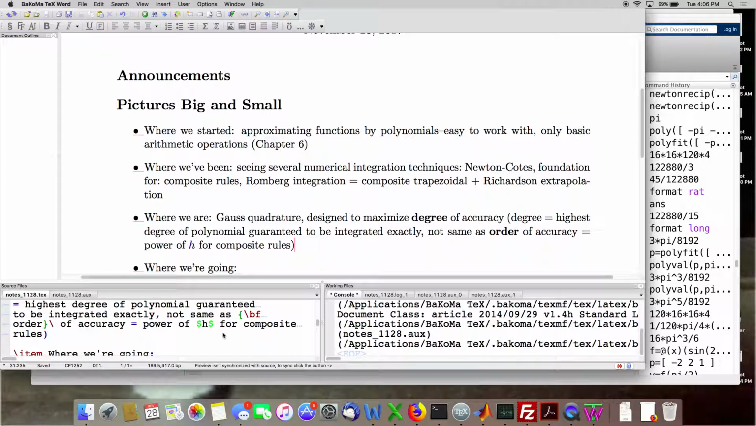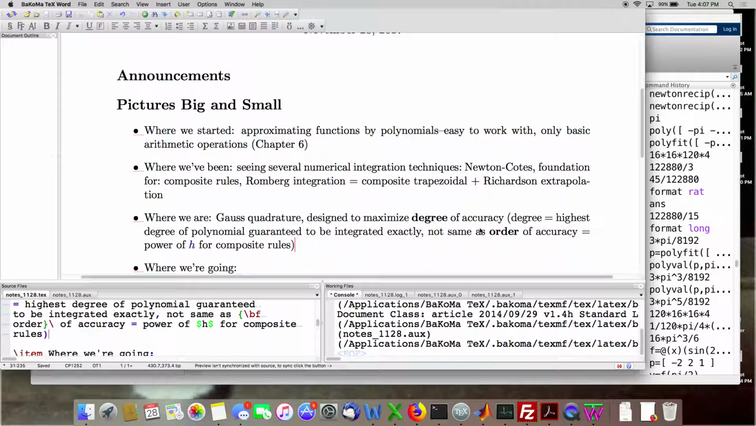But if you use a composite rule that's based on a higher degree Newton-Cotes rule, then you could get higher-order accuracy, at least up to a point. If the degree is too high, then you might get negative weights. So there's some confusion about these terms. Degree of accuracy is about integrating polynomials exactly. Order of accuracy is about the power of h. So keep that in mind for the quizzes.